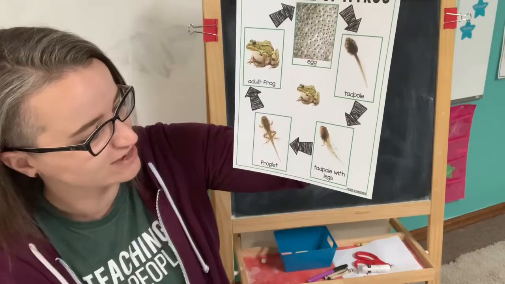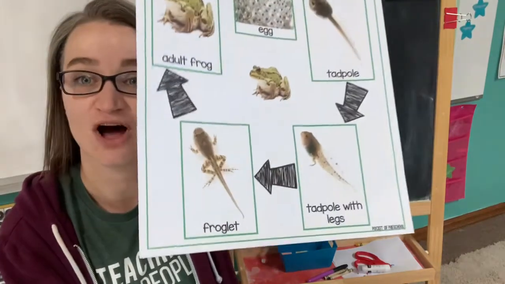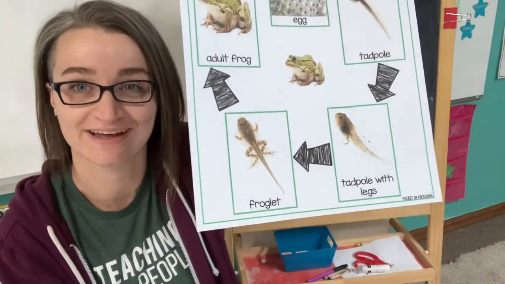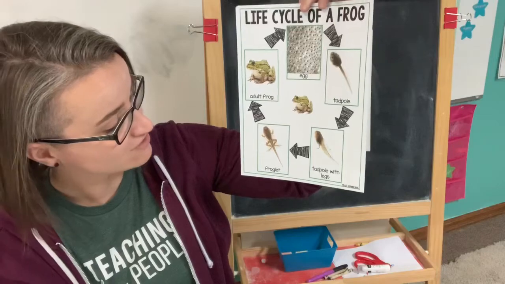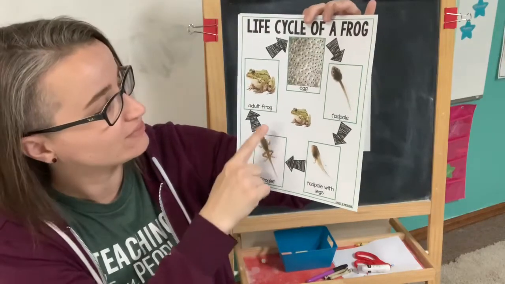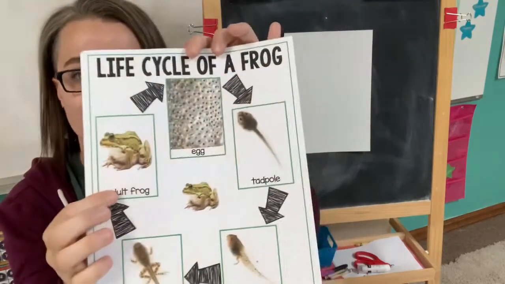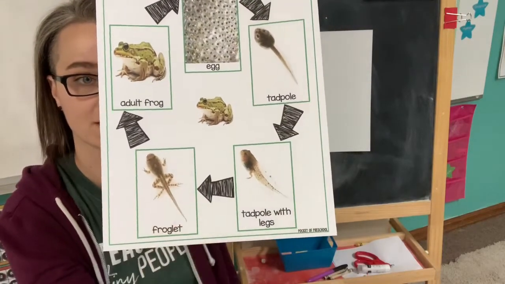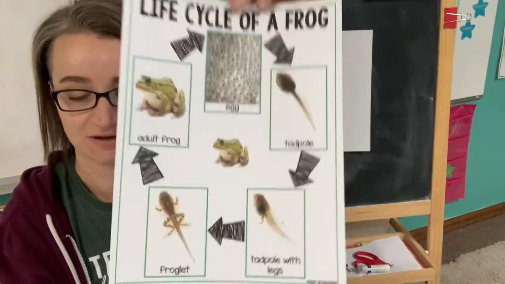That doesn't look like a frog yet. It's called a froglet. Can you say froglet? That's pretty funny, huh? Then after a while, they're still swimming around, they will turn into an adult frog. And they will lose that tail right there and turn into a big frog.